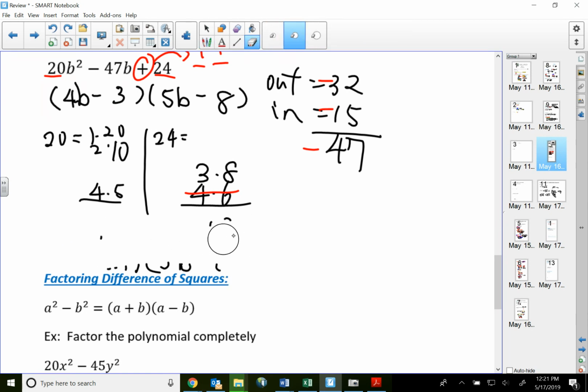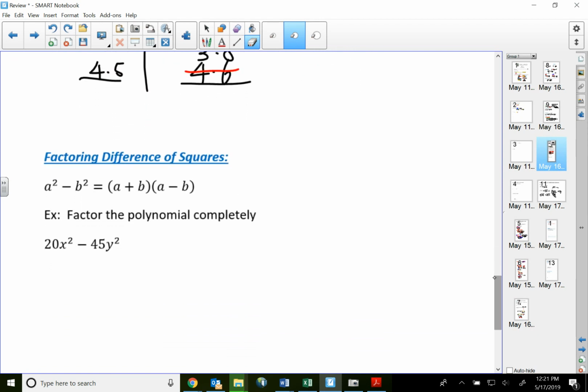All right, let's do factoring of difference of squares. You've got to recognize a difference of squares. Normally a difference of squares has two terms with different signs, and both terms have to be perfectly squared. Once you recognize it's a difference of squares, the answer will simply be a plus b times a minus b. If you look at this example I have, this is actually not a difference of squares problem right now because 20 and 45 are not perfect squares.